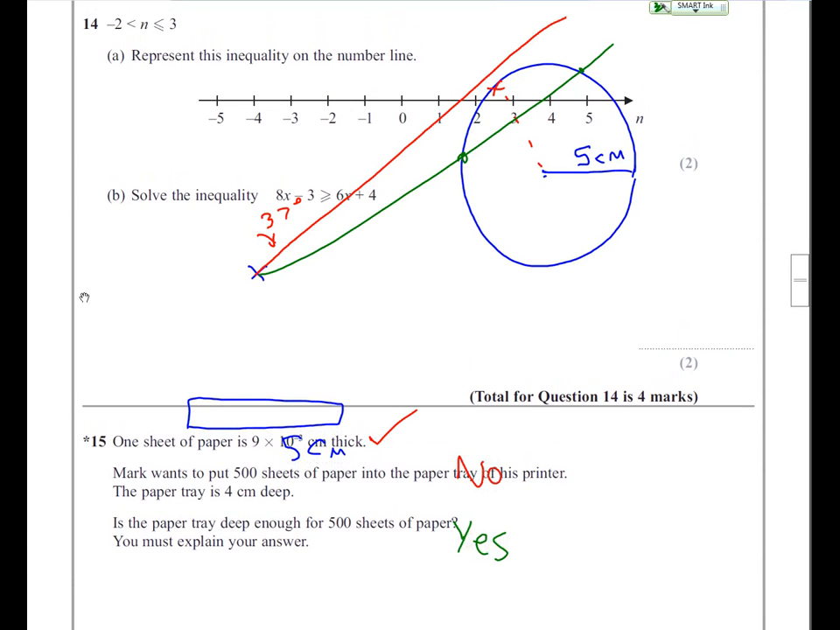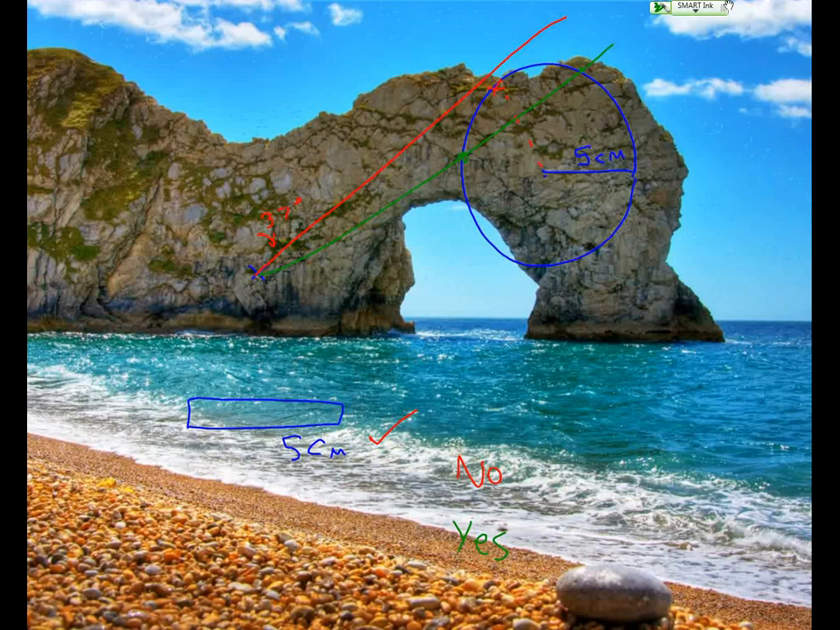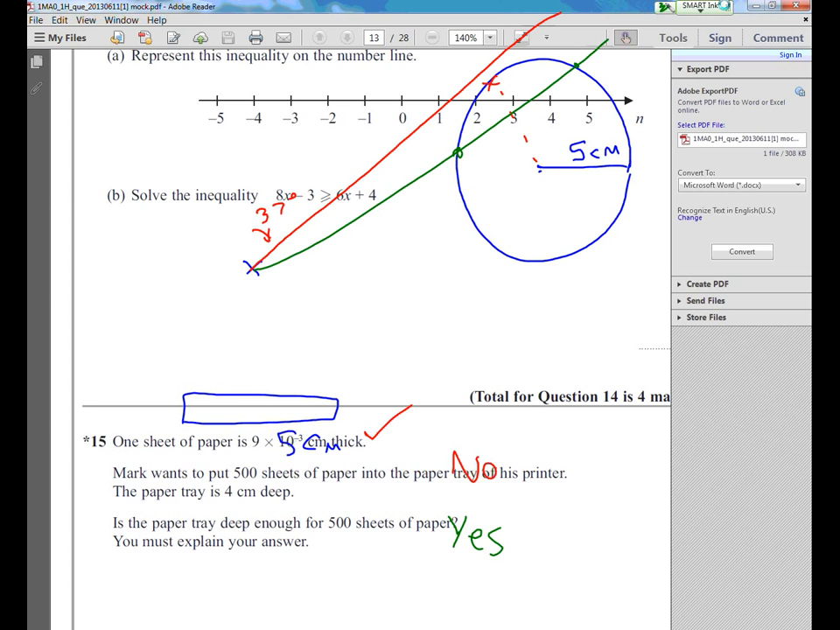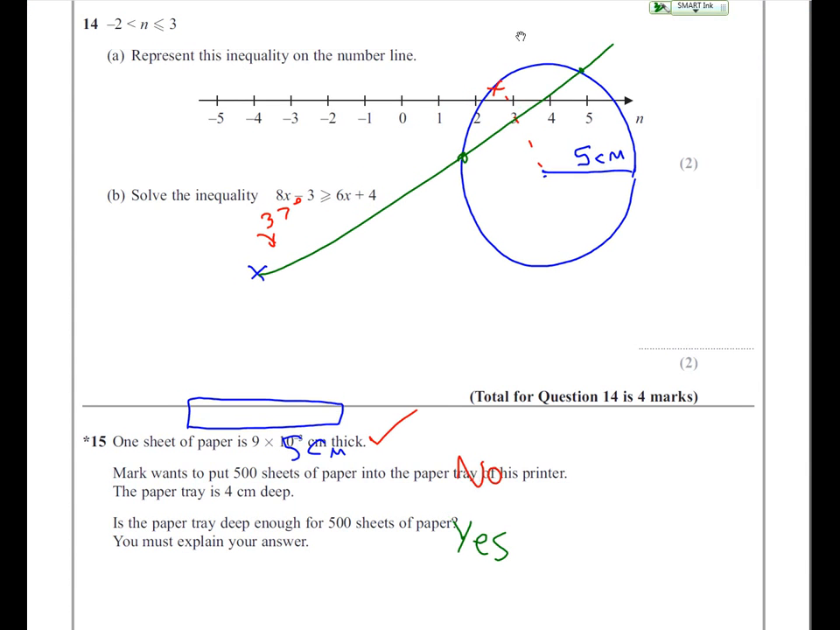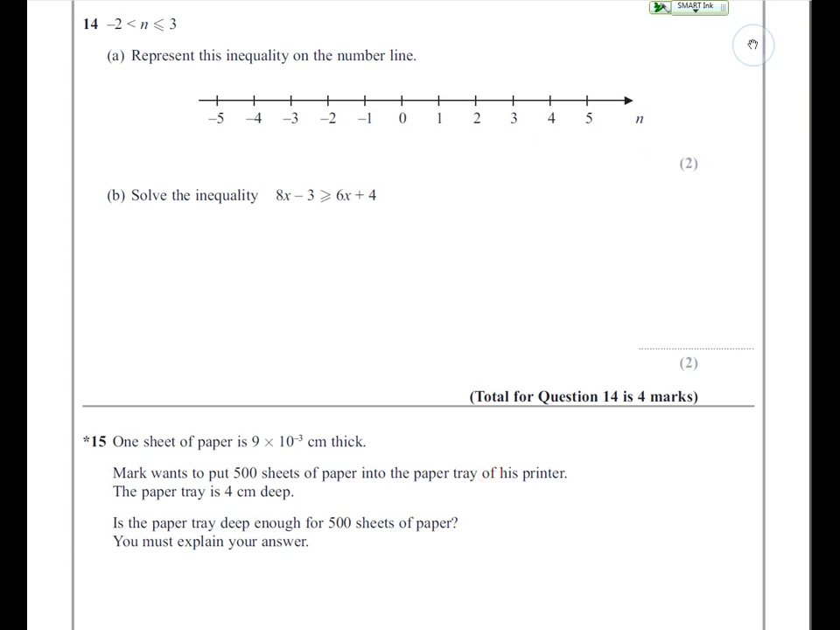Question 14. Wow, what have I done? Let's get rid of that. Right. Question 14. We've got inequalities. Represent this inequality on a number line.